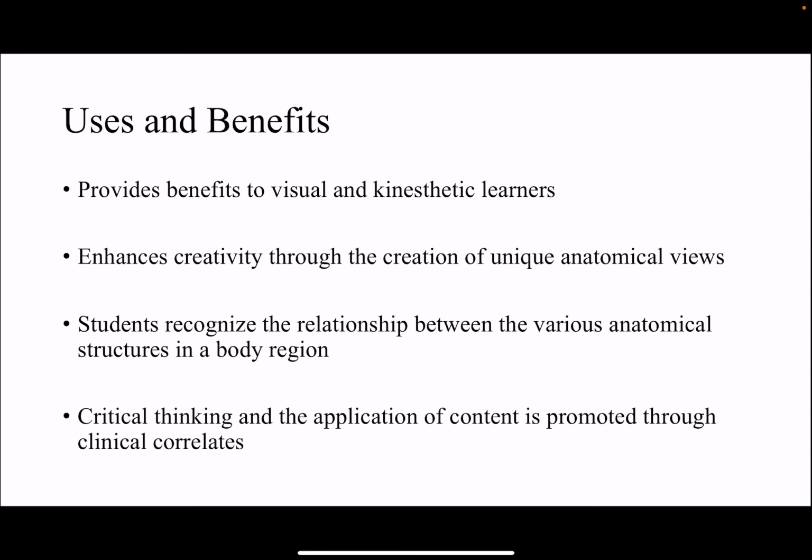Students also are able to recognize relationships between structures. So this is especially important when looking at the regional approach on Visible Body, as we will see. Students understand where arteries and veins and nerves are in relation to each other. They're able to see how muscles attach to bones via their tendons. They're able to get a better appreciation for the relationship, as opposed to looking at it maybe on a static image in a textbook or a screen or something along those lines.